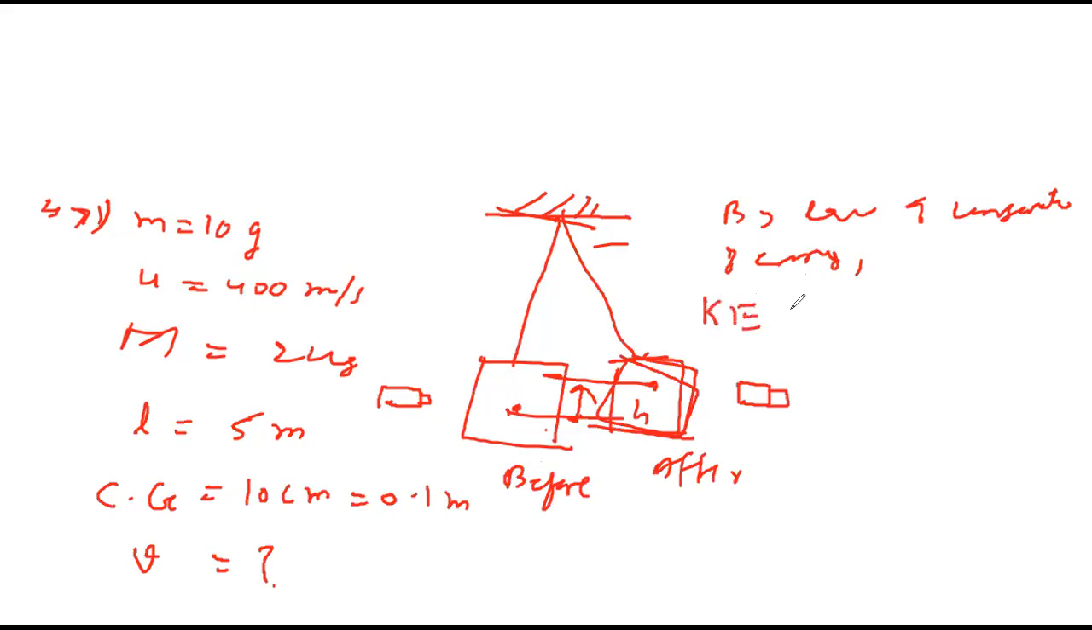kinetic energy plus potential energy before equals kinetic energy plus potential energy after. So this is moving with half mv square. Wait a minute, leave this much space, then I will rub it and write again. Done, sir. Okay.